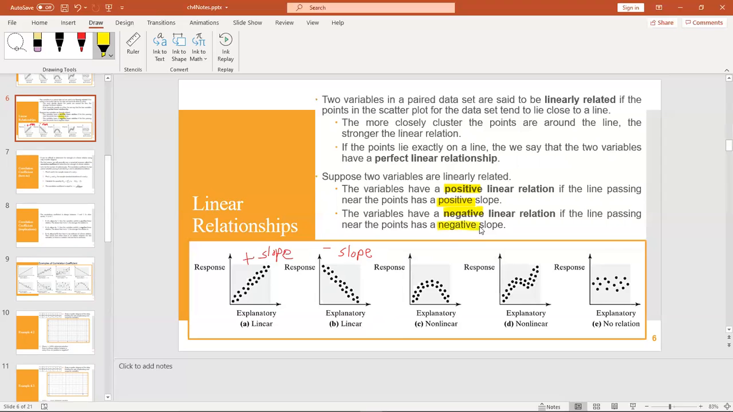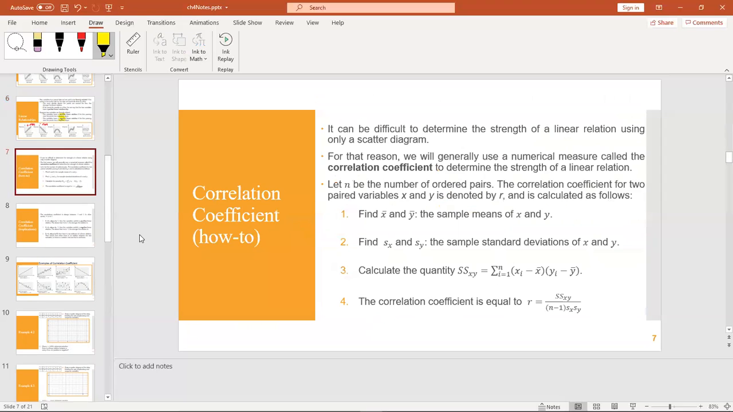That's what a negative slope is going to look like. So we also want to have a sense of how strong, how good of a linear relationship this is. And so to decide how good a line fits the data, we can calculate what's called a correlation coefficient.